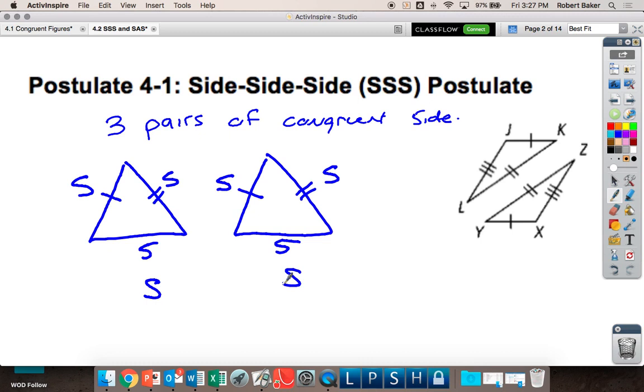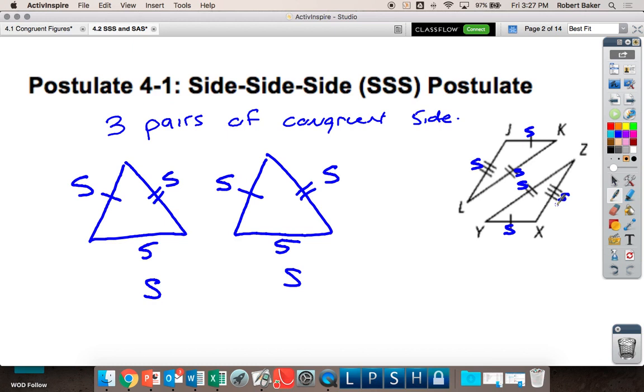In the future, you'll have a triangle like this that is named. Are these 2 triangles congruent? Yes. S, S, S. Is that the SSS shortcut?